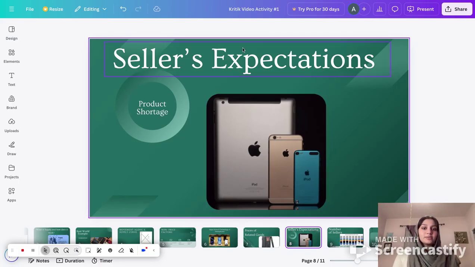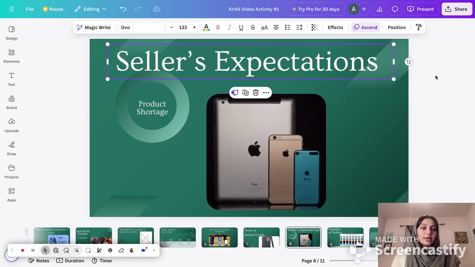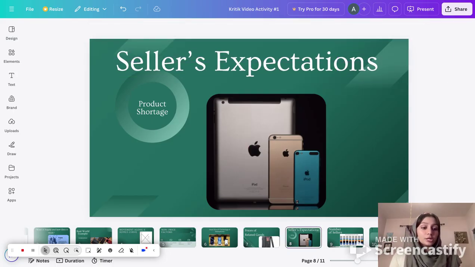A seller can also think that if the iPhone is going to be harder to make next year, they'll probably sell more iPhones now just so that it can be cheaper for them.